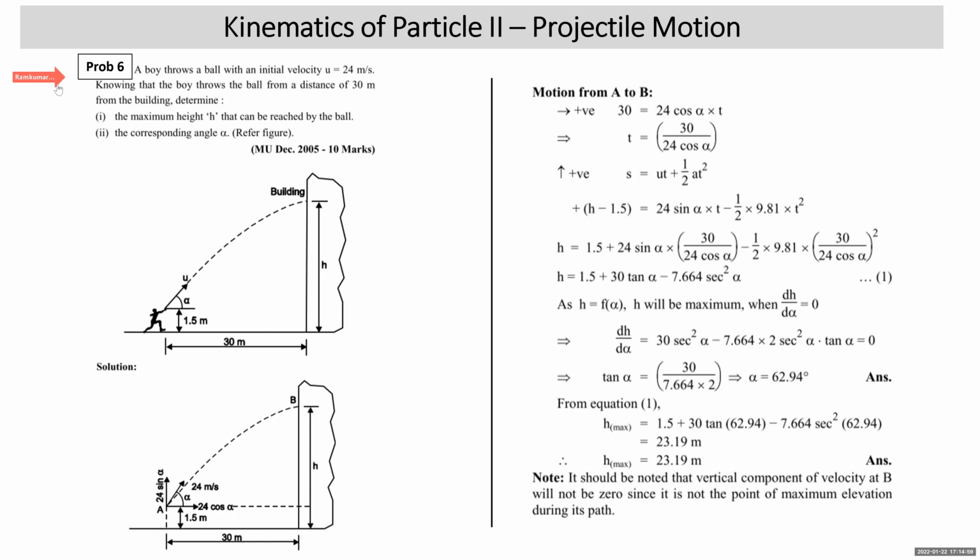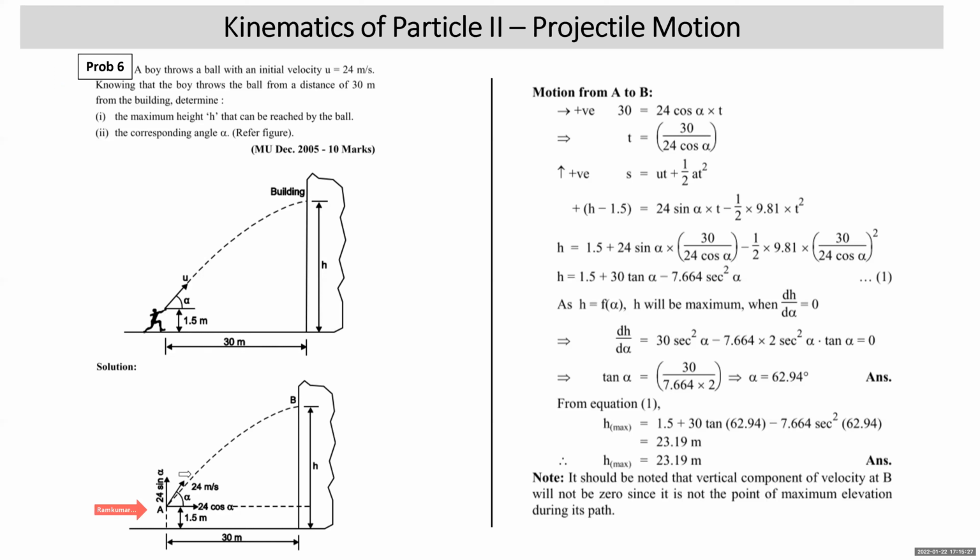He is asking maximum height h on the building. Projectile is thrown with velocity u that is given, 24 meters per second. Angle of projection is not given. The boy will throw the ball from the height of 1.5 meters. The boy is at 30 meters away from the wall. Now this is the given diagram, but we will draw a simplified version of the diagram. What will be the simplified version of the diagram? You have shown point of projection A.